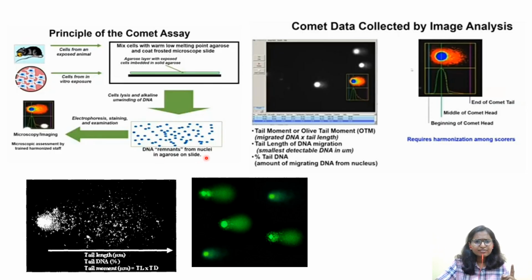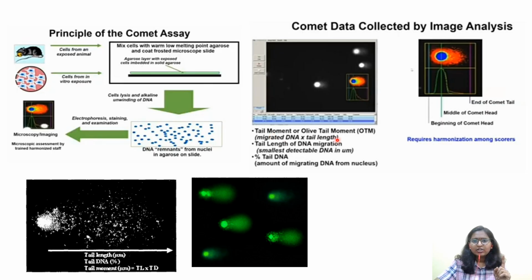This leaves DNA remnants from the nuclei in the agarose slide. This is the slide: electrophoresis, staining and examination. This is the slide reading you will see after staining the slides. Microscopic or imaging assessment is done by trained, harmonized staff. This is a very important point. And you can see here, Comet data collected by image analysis.